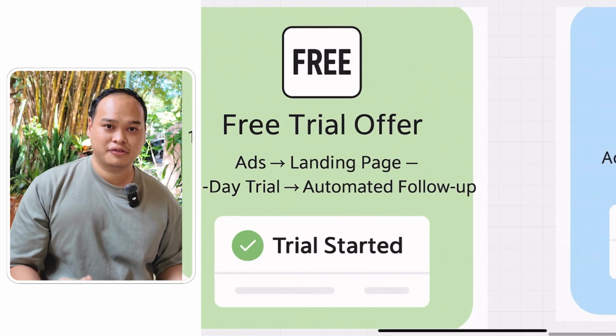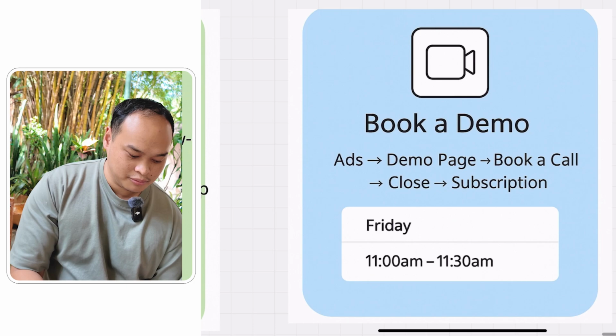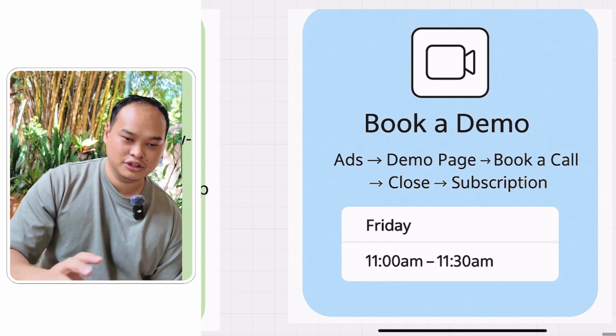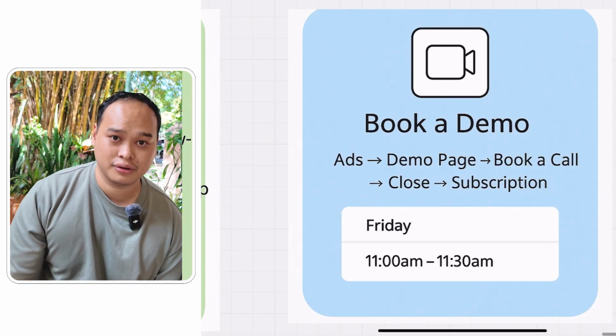The second one is a demo funnel. Okay, this is where you're trying to get them to book a time on your calendar automatically, right? A little more simple, but ads is the main engine. Getting them to a demo page. I'll walk you through the demo pages and everything in later videos, but the goal is to get them to book a call with you, right?